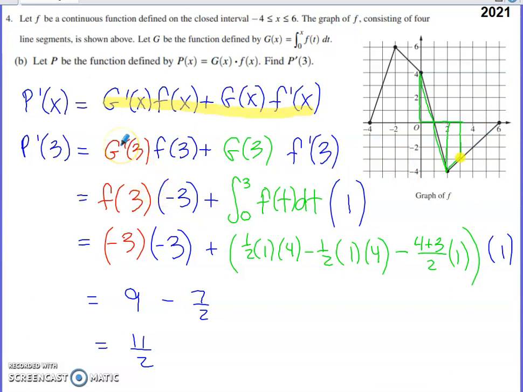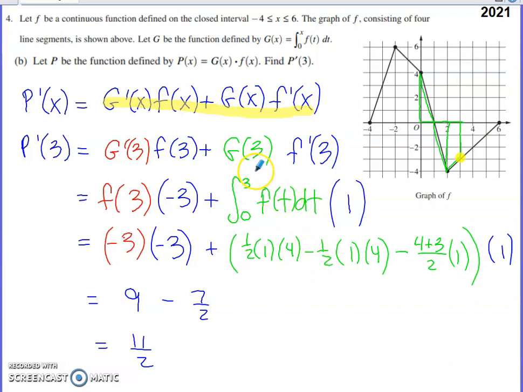Now, g prime of 3. Back in part A, we determined that g prime is equal to f. So g prime of 3 is really equal to f of 3, and f of 3 is -3. We just made that replacement when we went from here to here, so we're going to make it again as we go from this new instance of f of 3 to this next line.